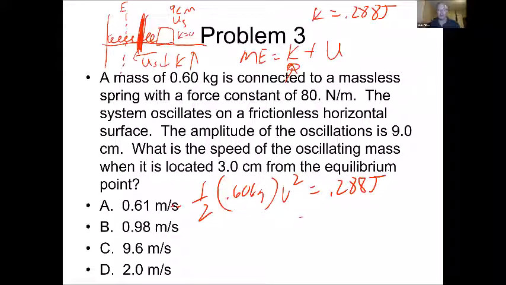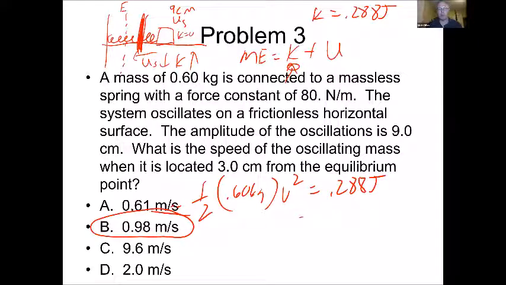Solve for v. I'm going to multiply both sides by 2 to get rid of that 1/2. Divide both sides by 0.6 to get rid of the 0.6 kilograms. And then take the square root of both sides. So 0.288 times 2 divided by 0.60. Try that again. 0.288 times 2 divided by 0.60. Take the square root of both sides. And I end up with about 0.98 meters per second.